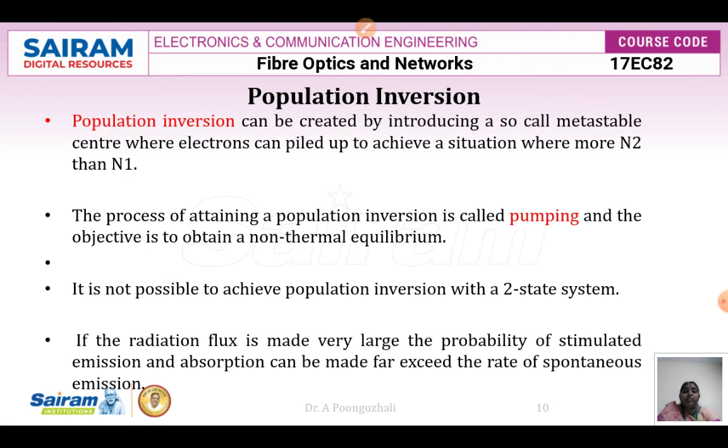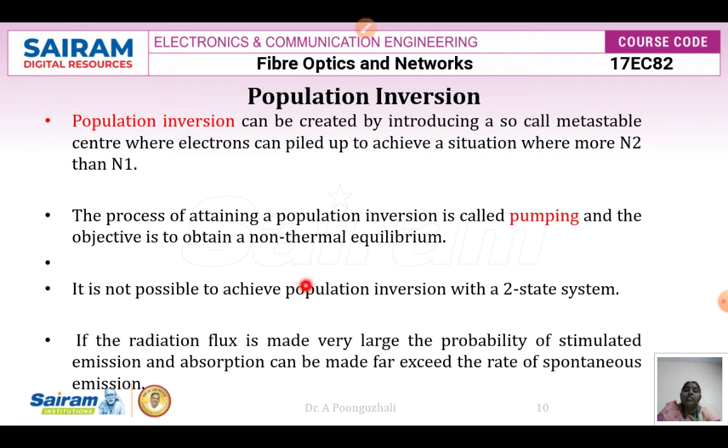So the population inversion is created by introducing a metastable state between the two energy levels. In this metastable state, electrons can pile up to achieve a situation where more electrons are present in level 2 compared to level 1. The process by which we attain this population inversion is called pumping. When we go for pumping, we have a non-thermal equilibrium.